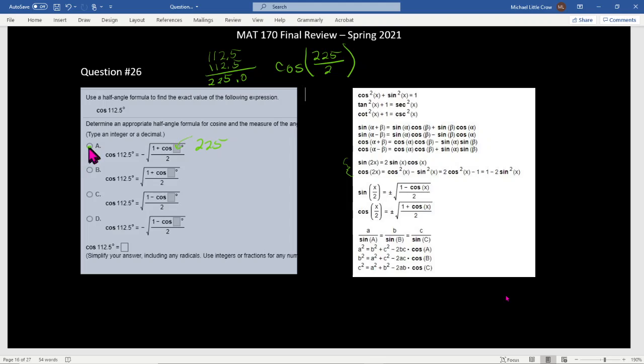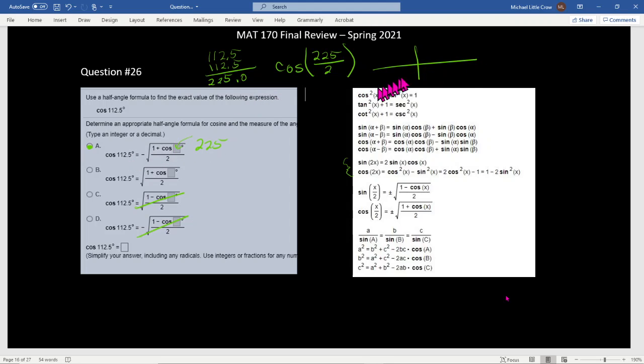And we're going to choose A. The reason we choose A is because the half angle formula is 1 plus cosine, not 1 minus, so we can get rid of these two right away. And then how do we know it's the negative, not the plus? Well, we have to locate the angle that we're dealing with.